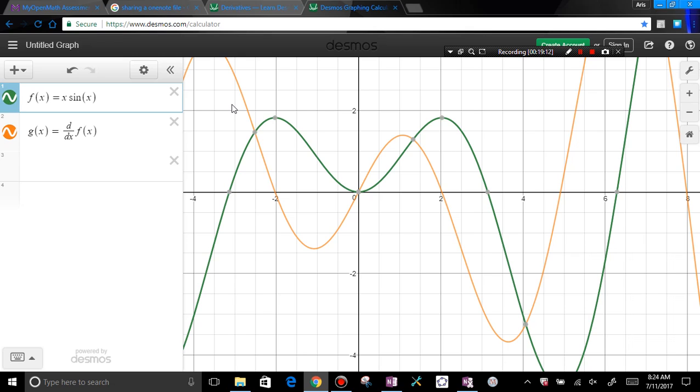So does that mean that cosine x and sine of x are derivatives of each other? The derivative of sine is cosine. The derivative of sine is cosine. We'll have to verify that.